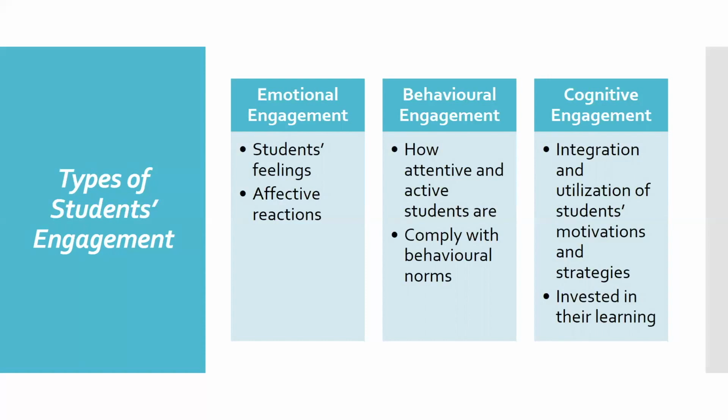Third type of engagement is cognitive engagement. It is the integration and utilization of students' motivations and strategies in the course of their learning and their ability to think strategically. Cognitively engaged students would be invested in their learning, would seek to go beyond the requirements, and would relish challenge. What we would be focusing on is how can we improve a student's cognitive engagement in an online class.